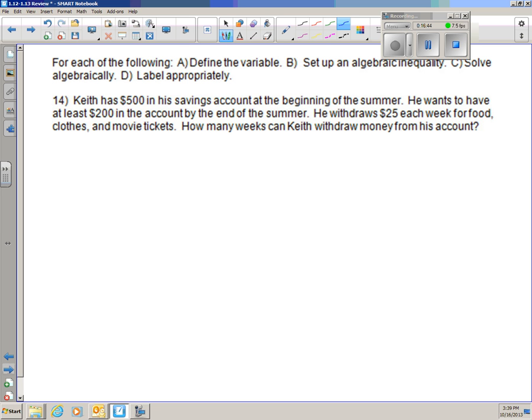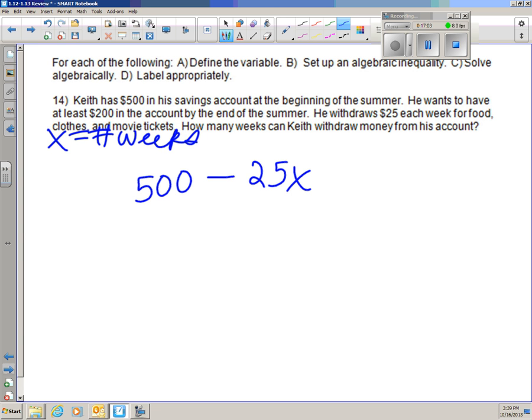So x is going to be the number of weeks. So here's what's happening. Right now, he has $500 in his savings account. He spends minus $25 per week, x. He wants to have at least $200 left over. He wants more than or equal to $200 left over. That's your inequality. Let's solve it.